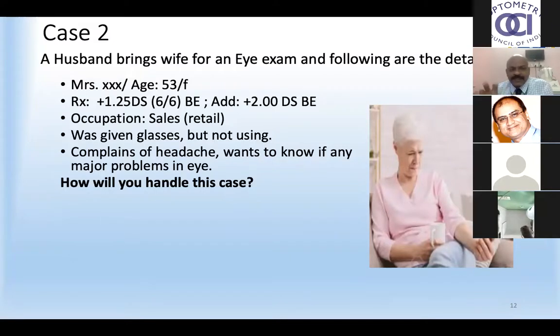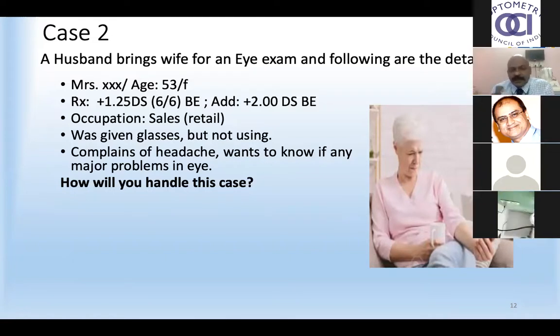The patient's age is 53 years. Her prescription for distance is plus 1.25 diopters. Vision is 6/6. Addition is plus 2 diopters for both the eyes. The person works in retail as a salesperson.